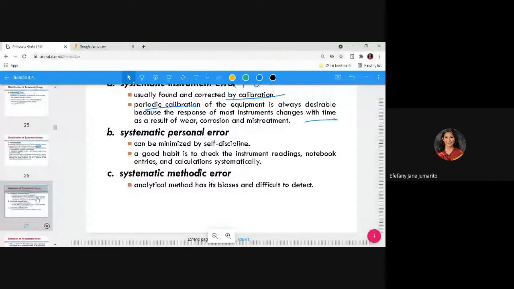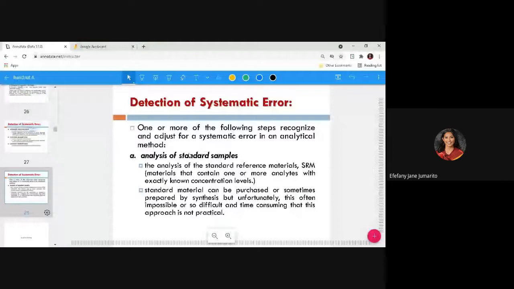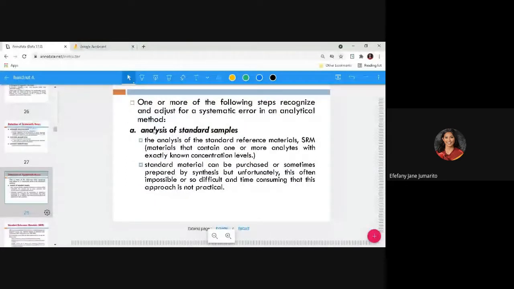Okay, so we have also the detection of systematic error. One or more of the following steps to recognize and adjust the systematic error in an analytical method. We have also analysis of standard samples. Okay, class, aside from using our central tendency, our mean, median, mode, we use standard samples, standard reference materials. So, if we are going to test tube A, then we will compare that one to our SRM, standard reference material. So that one also can be used.